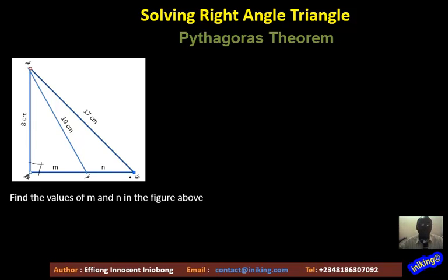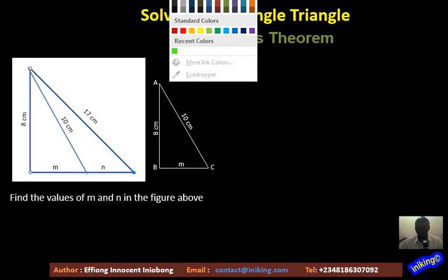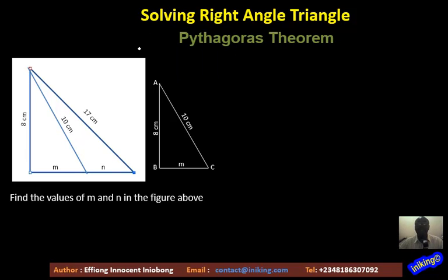We are asked to find the values of m and n. Since I can see two right angle triangles embedded in this diagram, I'll start from the innermost one, since I can see that two of the lengths have been provided. Let's draw that out. Here we are. I've labeled the top as A, then BC. Here we see we have the hypotenuse already provided, so we have no problem there. We have one other side given to us, that's the side AB.